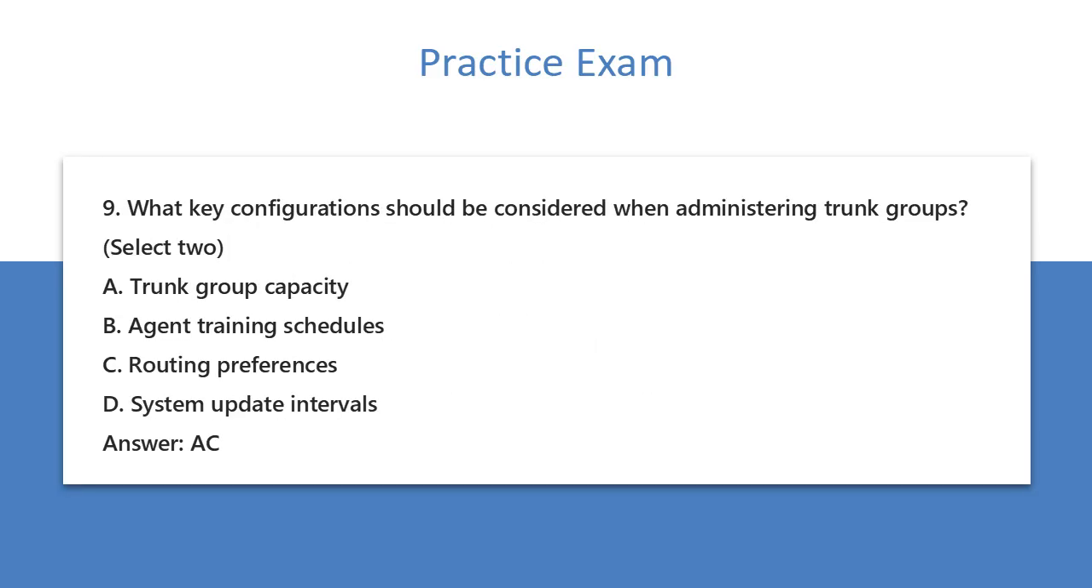9. What key configurations should be considered when administering trunk groups? Select 2. A. Trunk group capacity. B. Agent training schedules. C. Routing preferences. D. System update intervals. Answer: AC.